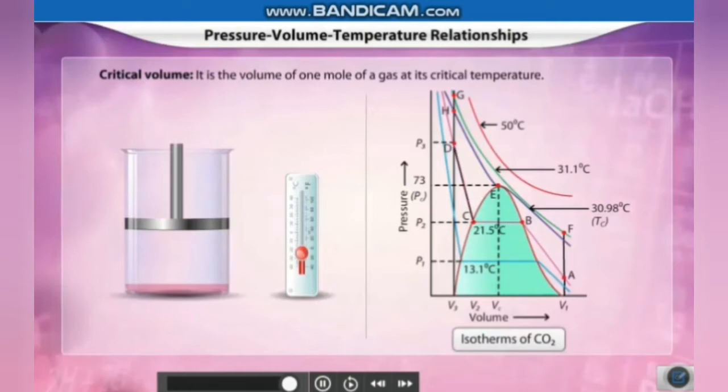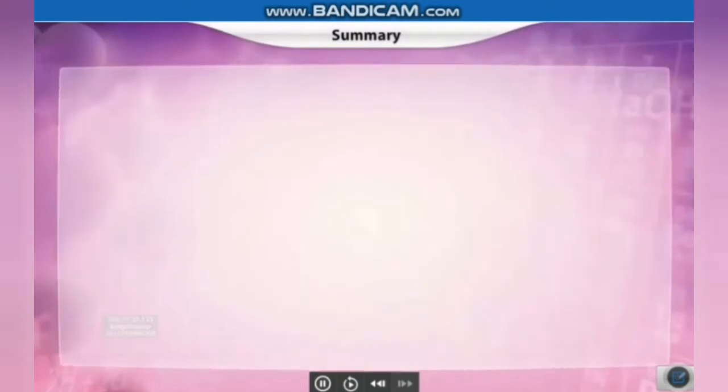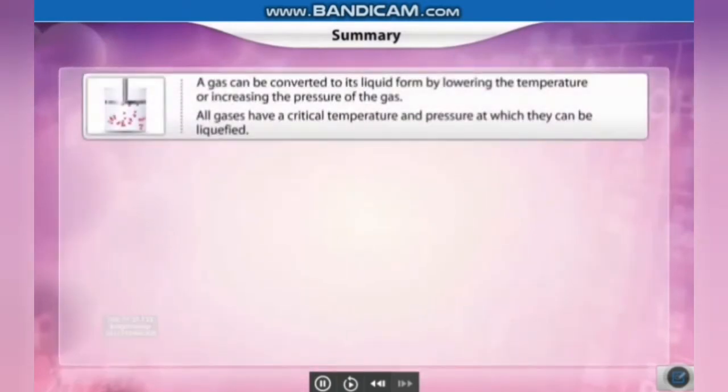So this graph shows exactly at what particular temperature and pressure or volume a gas can be liquefied into its liquid form. Above that particular temperature or pressure, the gases cannot be liquefied. So this is an example of carbon dioxide gas which shows the ideal behavior. Let's see the summary.